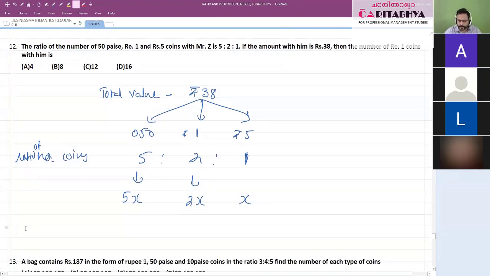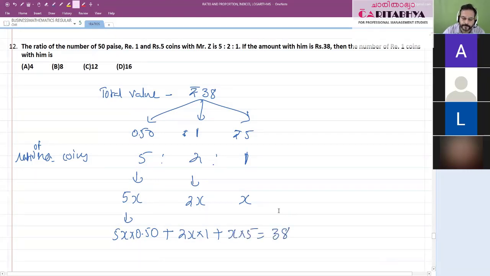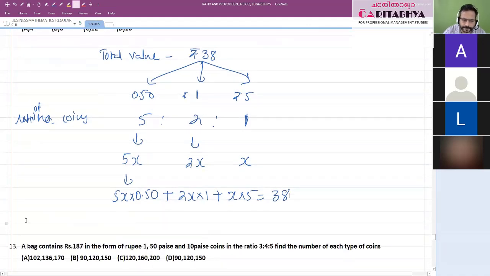Normally, students make the mistake of writing 5x plus 2x plus x equal to 38. But 38 is not the number of coins; this is the number of coins in the ratio. If we have 5x 50 paise coins, what is the value? 5x into 0.50, plus 2x 1 rupee coins, value 2x into 1, plus x 5 rupee coins, value x into 5, equal to the total value 38. Then substitute x in the value of rupee 1 coins to get the answer.